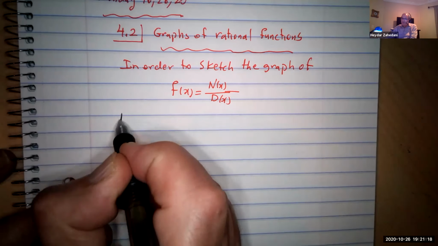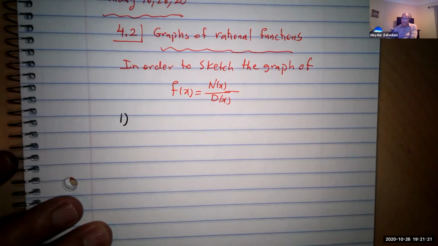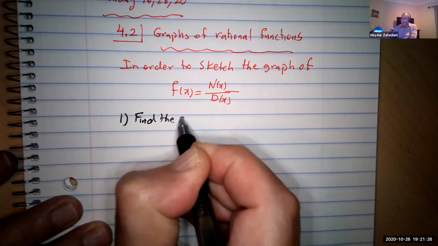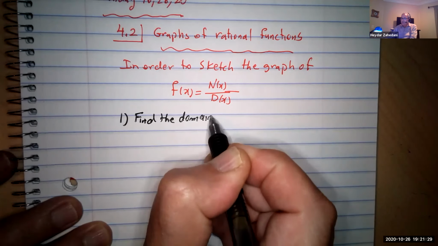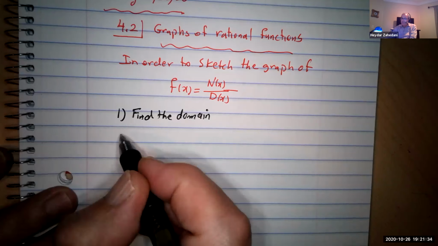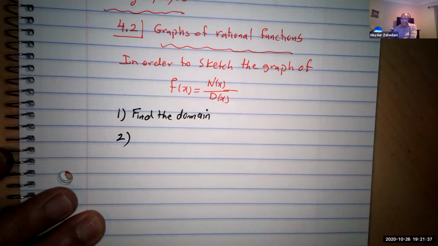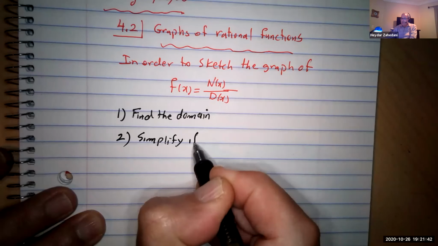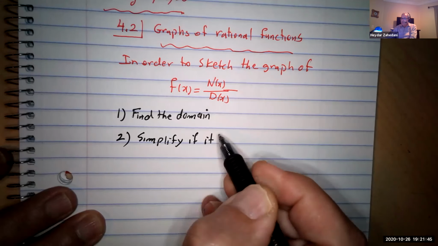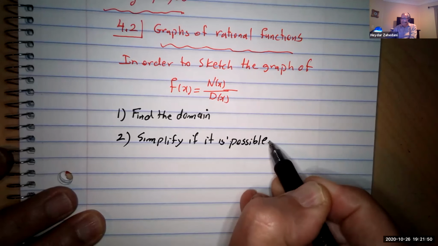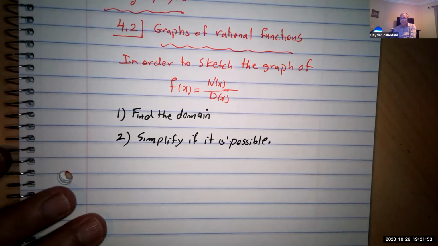So the first thing to do, you have to find the domain of the function. You know how to find the domain. You let the denominator equal 0 and exclude the zeros of the denominator. The second part is you try to simplify, if it is possible. We write the function in reduced form.